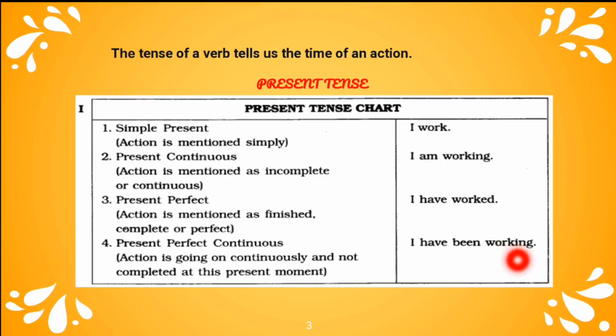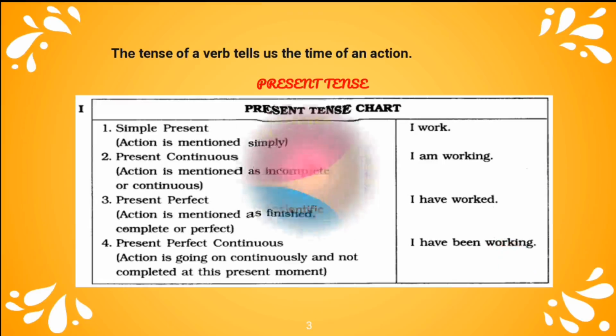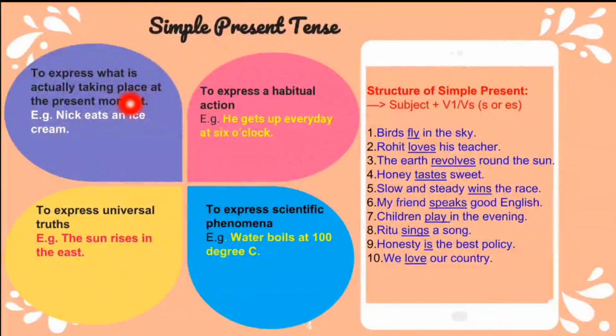At the present moment means what is currently going on, right? So at that present moment, what is the action? For example, Nick eats an ice cream. Here the subject is Nick, the verb is eats, and the object is an ice cream. After the subject we have to use the V1 or VS form of the verb, then the object or any other things in the sentence. That is the structure of simple present tense.